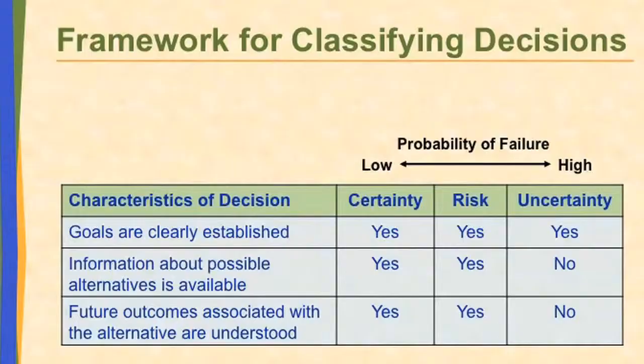Here's a nice framework for classifying decisions along risk, low risk and high risk, along those questions about certainty and uncertainty. And you can see the outcomes of whether the possibility of failure occurs. If there's a lot of certainty, if your goals are established, as we said, the alternatives are there, and we know the impact of the alternatives on other types of decisions.